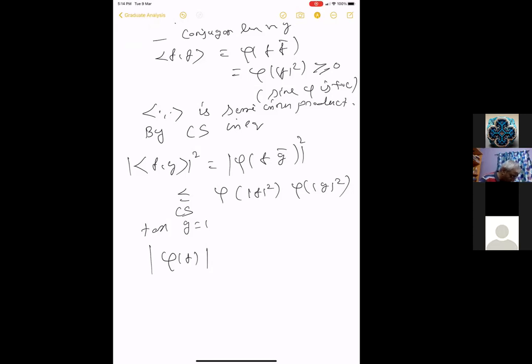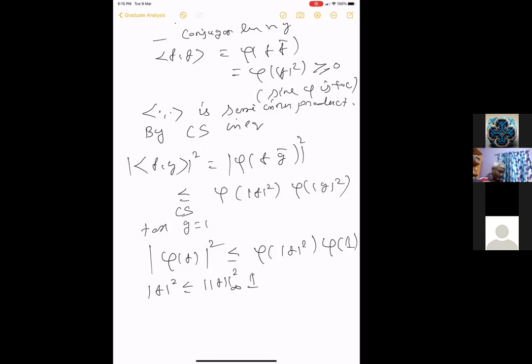G equals 1 and f is f. So if I take g equal to 1, it becomes phi of f square, that is less than or equal to phi of mod f square times phi of just 1. G is 1, 1 square is 1, so phi of 1. But then we have this mod f square as a function is less than or equal to norm f, the infinity norm, times 1 square.